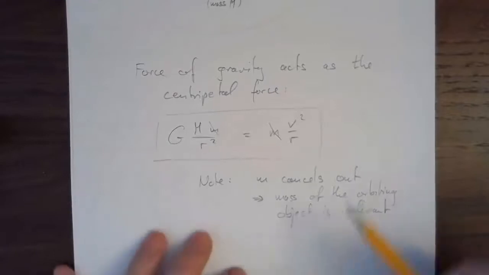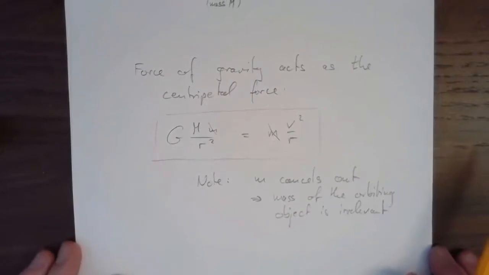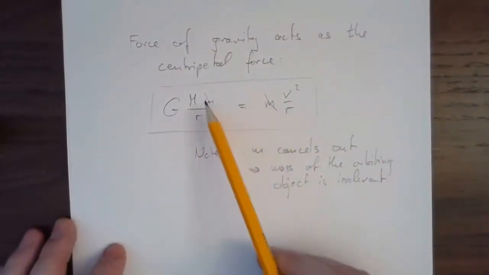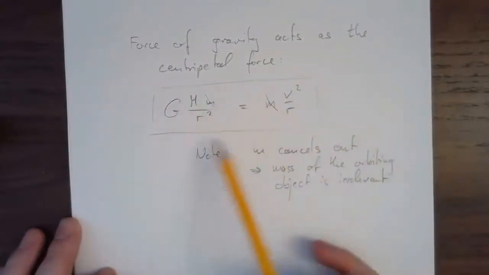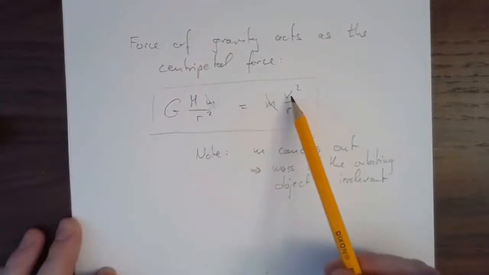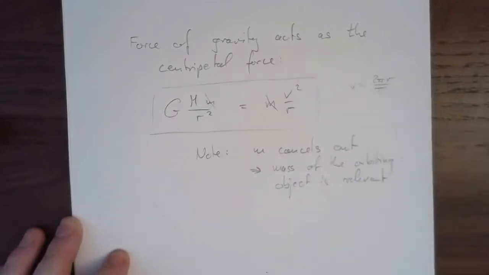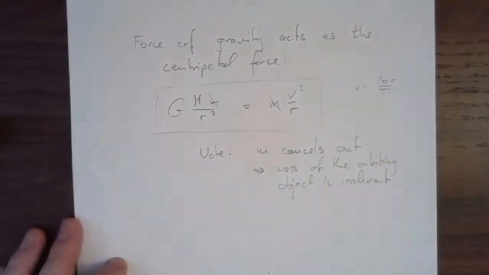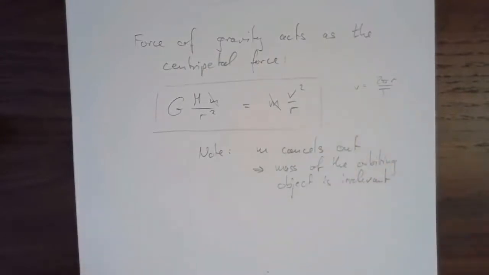At least irrelevant in the sense of we don't care about it when it comes to calculating any characteristics of the orbit. How fast is the object moving relative to the size of the orbit? How long does it take to go around? All that stuff we can calculate without knowing the mass of the object that's going in a circle. Now, of course, we've met this thing before, especially if we plug in v equals 2 pi r over the period. If we plug this in, we get back to Kepler's third law, which relates the period squared to the radius cubed.